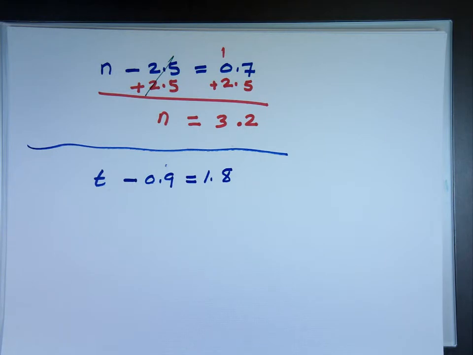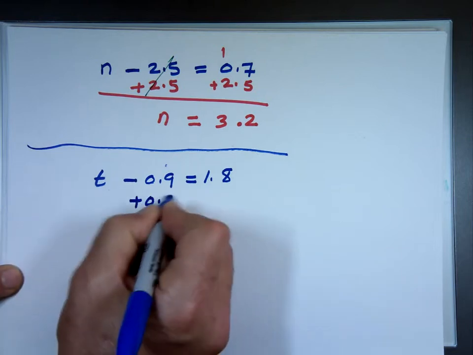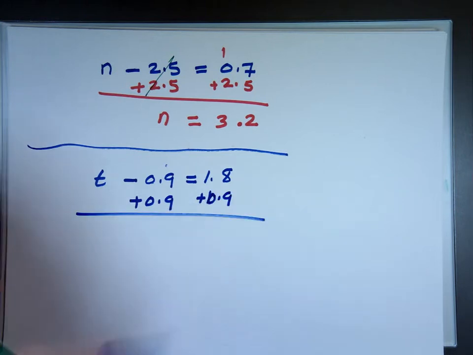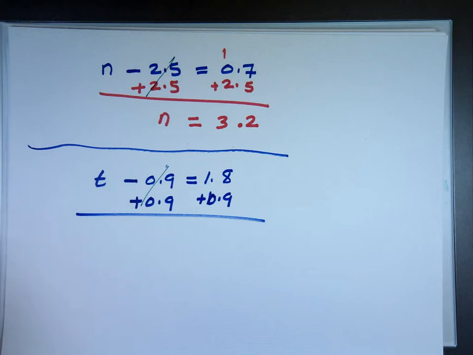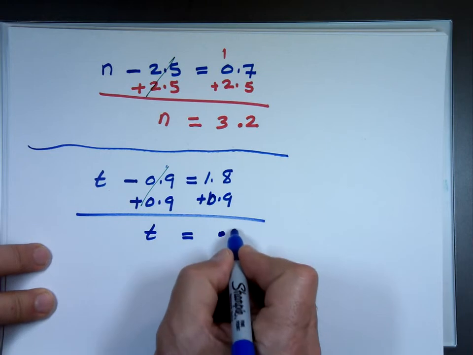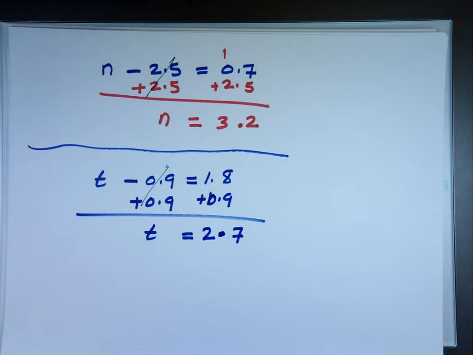T minus 0.9 equals 1.8. That's subtraction. What's the opposite of subtraction? Addition. T equals, let's add them. There's a decimal point, 2.7. Let's make them a little bit uglier.